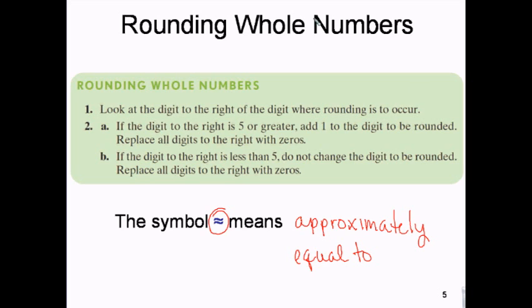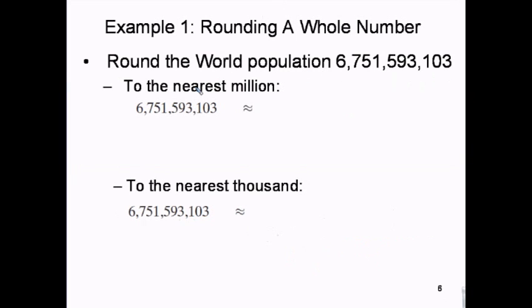Okay, so what I mean with rounding, we're going to round to the nearest million. So I am interested in millions. So the number I need to look at is right here. That's the important guy. This is 5 or more. So I'm going to round up. And then replace everything else with zeros.